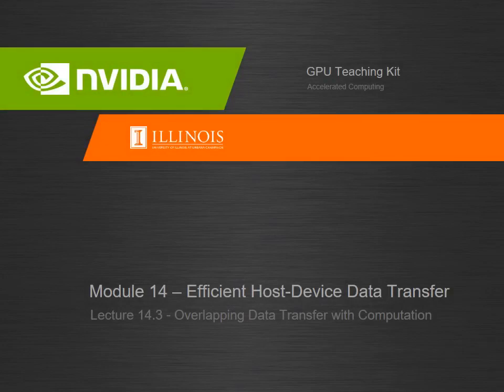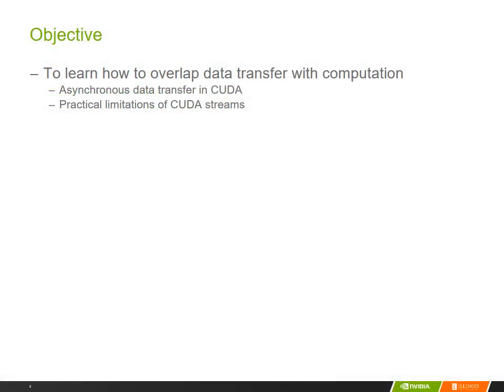We are at lecture 14.3, Overlapping Data Transfer with Computation. The objective of this lecture is for students to learn how to overlap data transfer with computation. In particular, we're going to teach them how to write CUDA host code to achieve asynchronous data transfer. And also, we're going to go over some of the practical limitations in older CUDA hardware and how the newer hardware addresses these limitations.